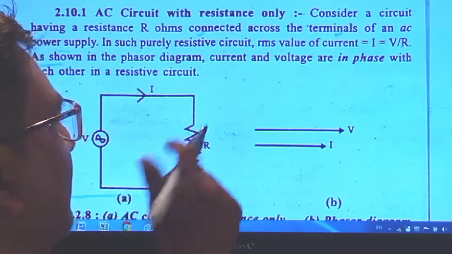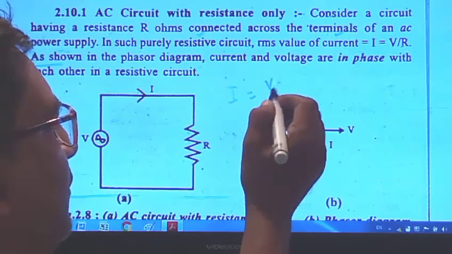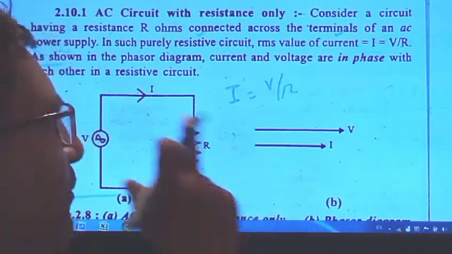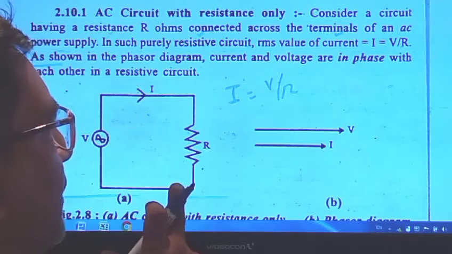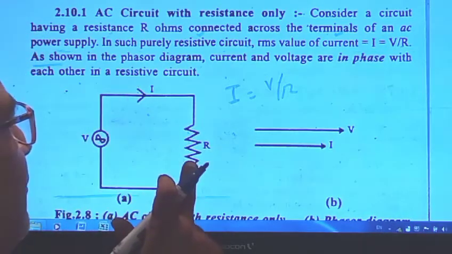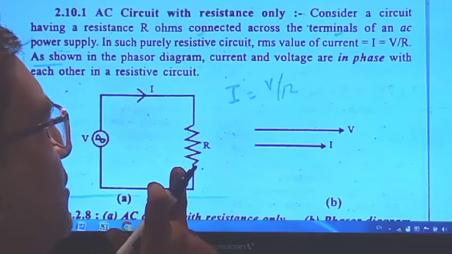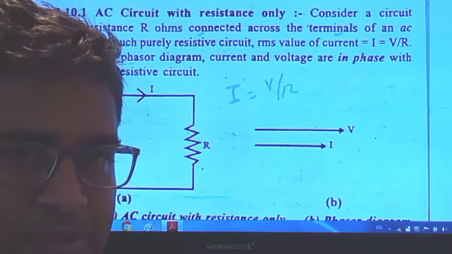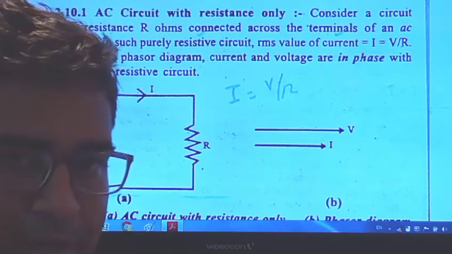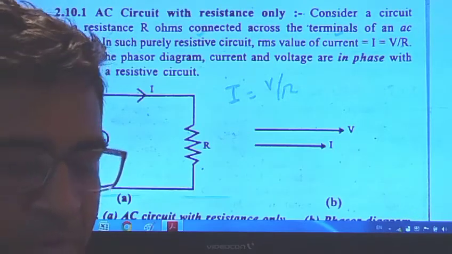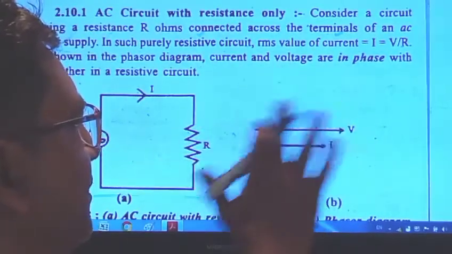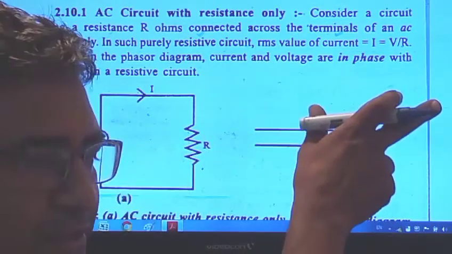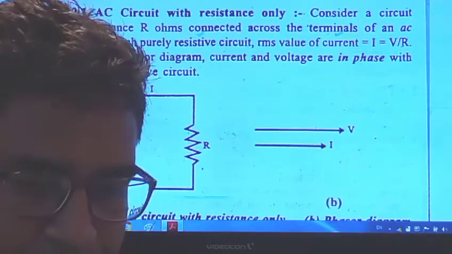The RMS value for the current I is equal to V upon R. Okay, I is equal to V upon R when we are considering this current flowing through this resistor. In the phasor diagram for the resistance, the current and the voltage are always in phase in a resistive circuit. It happens only in the resistive circuit. So here the phase angle of the voltage and the current is the same, it is in the same direction, in the same phase.